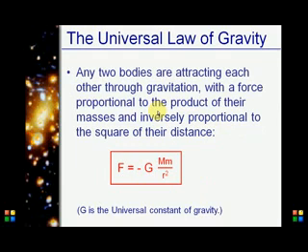Okay, the universal law of gravity. It states that any two bodies are attracting each other through gravitation with a force proportional to the product of their masses and inversely proportional to the square of the distance. So F equals negative G, which is the universal constant of gravity, and the force is directly proportional to the masses m1 and m2 over the radius squared between those two bodies.